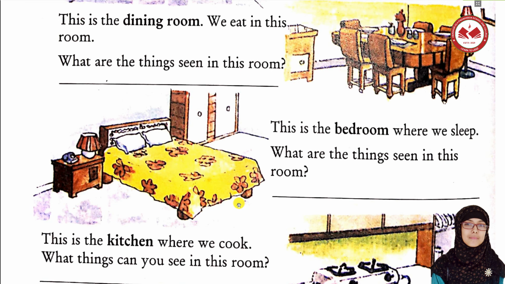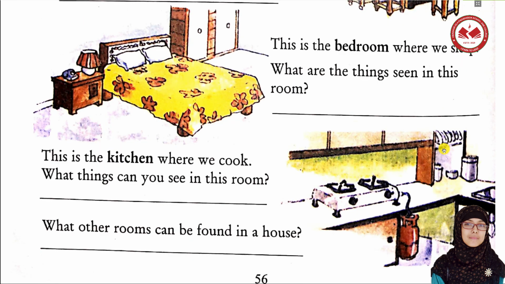This is the bedroom where we sleep. In the bedroom we sleep, right? What are things seen in this room? So now you will point out what you can see in this room one by one, like a bed, we can see some pillow, a blanket, a lamp. This is a bed lamp, okay? And a telephone, there's an almirah.